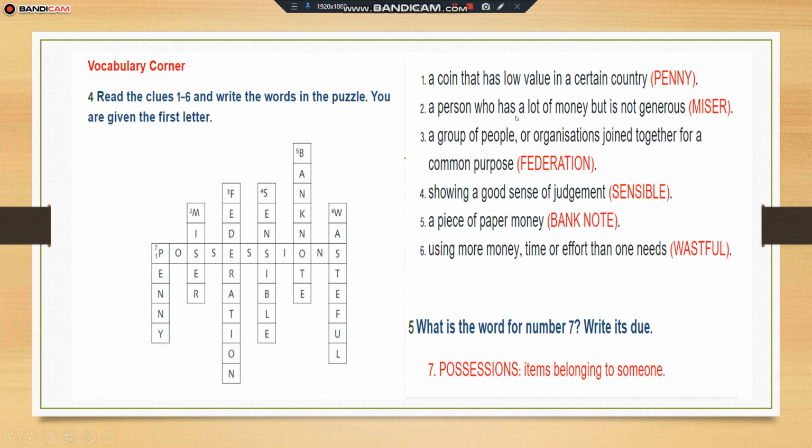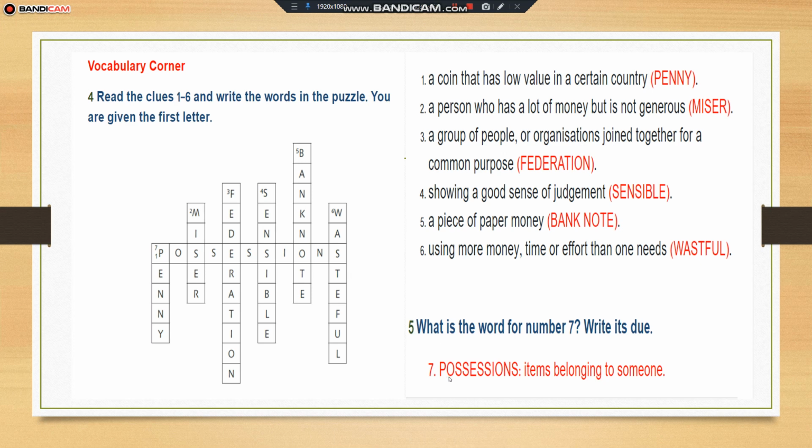Number 2 a person who has a lot of money but is not generous اللي هو المايزر. okay، مثلا باجي بحكي لك 3 a group of people or organizations join together for a common purpose. federation، بحكي لك what does federation mean or what does banknote mean. بدك تحكي لي a piece of paper money. okay، what does federation mean؟ a group of people or organization join together for a common purpose.